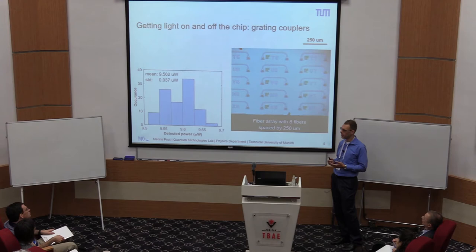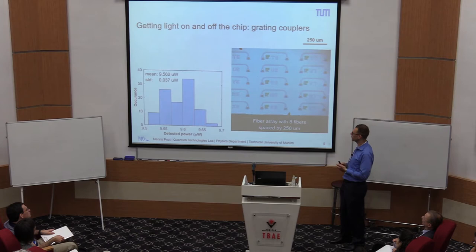meaning we can do this really reproducibly and really controlled in a very automated fashion. So now we can not only do our measurements on individual devices, but we can also use these transmissions to do quantitative measurements, which is very important, for example, in our work on directional couplers. So now that we know how to get light on and off our chip, we can see what we can do with that.